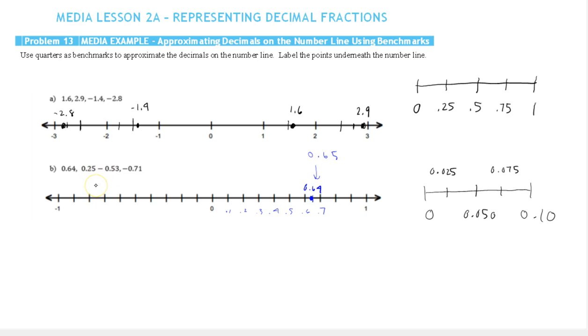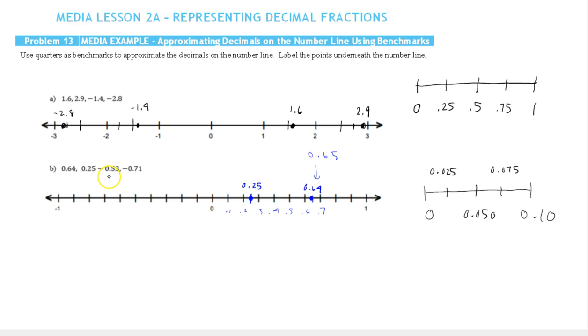0.25. Well, the good news here is that's between 0.2 and 0.3, so 2 orange strips and 3 orange strips. This is 2 orange and then 5 yellows, so halfway between. So this is exactly halfway between, like here. So I can just draw the 1 dot right in the middle.